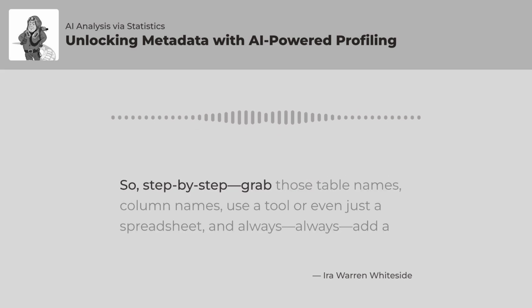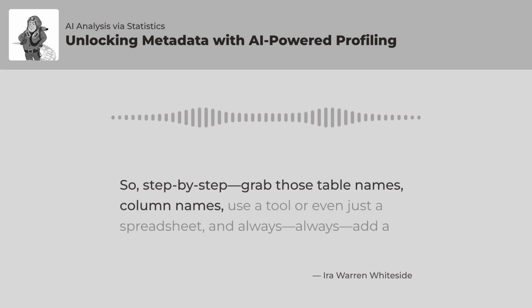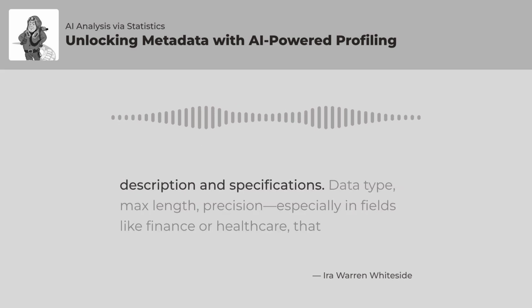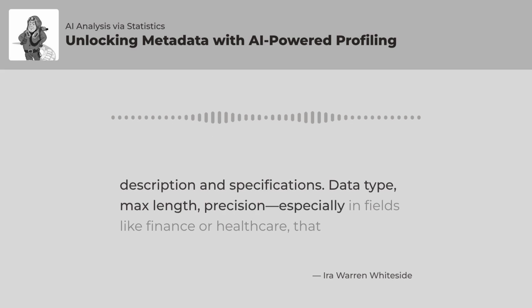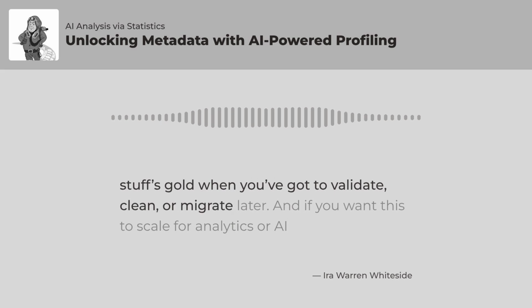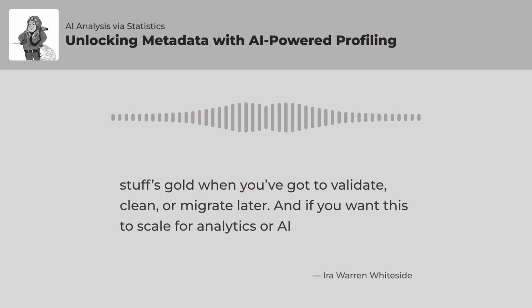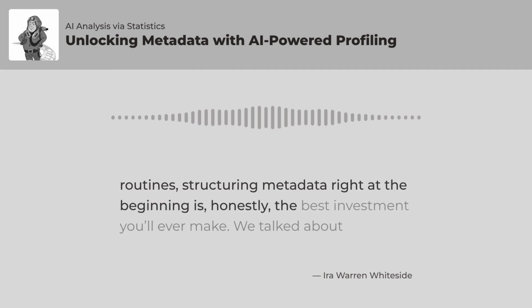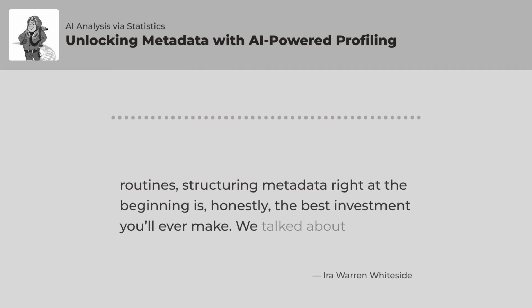So step by step, grab those table names, column names, use a tool or even just a spreadsheet, and always add a description and specifications: data type, max length, precision. Especially in fields like finance or healthcare, that stuff's gold when you've got to validate, clean, or migrate later. And if you want this to scale for analytics or AI routines, structuring metadata right at the beginning is honestly the best investment you'll ever make.